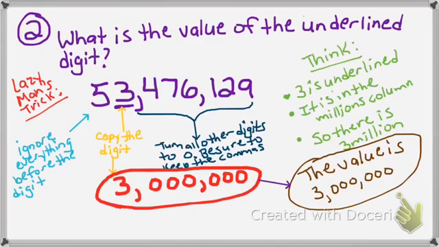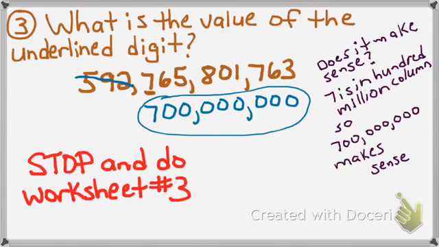We also learned that you can find the value of the underlined digit using the lazy man's trick. And that means we ignore everything before the underlined digit, it gets copied, and everything else turns to zeros, keeping our commas where they were. So again, the value of this underlined digit is 3 million. And our last problem, again using the lazy man's trick, if we want to know the value of the underlined digit, we ignore everything before the underlined digit, it gets copied, and everything else turns to zeros, putting our commas where they belong. Good luck with this.